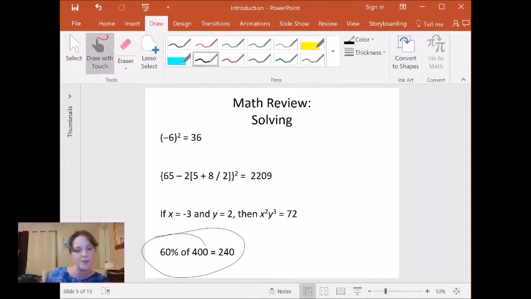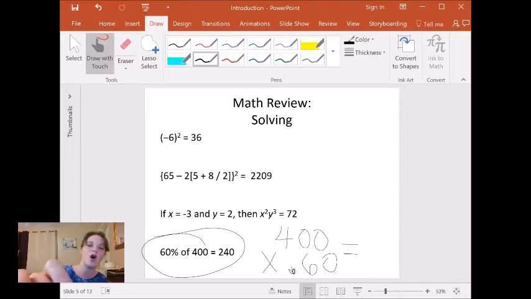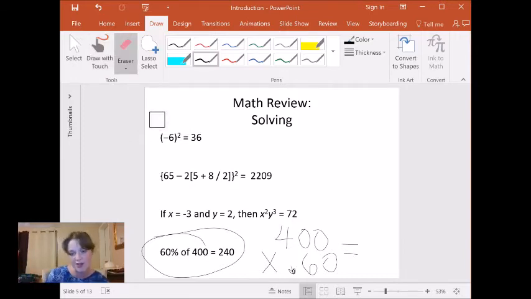60% of 400, how I would solve it is to turn that 60% into a proportion, and then I would multiply. I would take 400 and I would multiply it by 0.6. See how that's a decimal? I would multiply it by 0.6, plug that into a calculator, and that would return 240. There are other ways to solve this problem, but those aren't ways that are central to the concepts in this class.